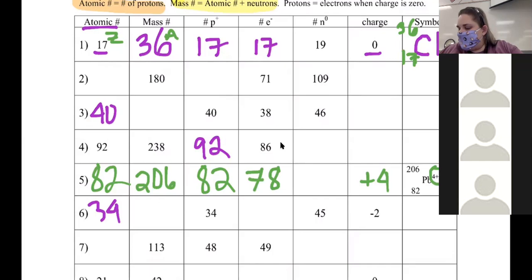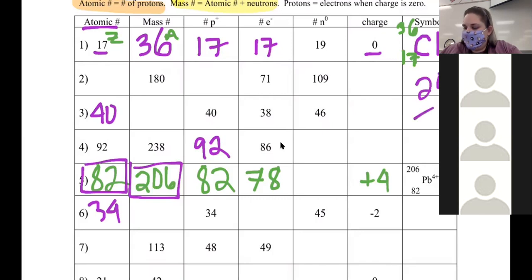All right, so now the neutrons. How are we going to figure out the neutrons from here? Yep, so here is my mass number, and I'm going to subtract the atomic number or the protons because they're the same number. So I'm going to do 206 minus 82. And what does that give me? I haven't done this one. Let's see, 124. So I get 124 for the neutrons.